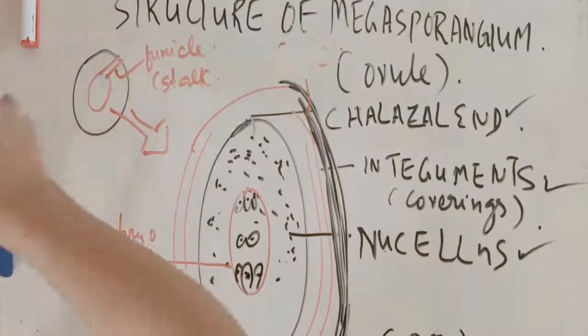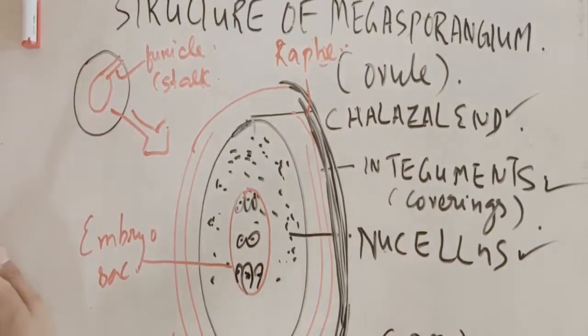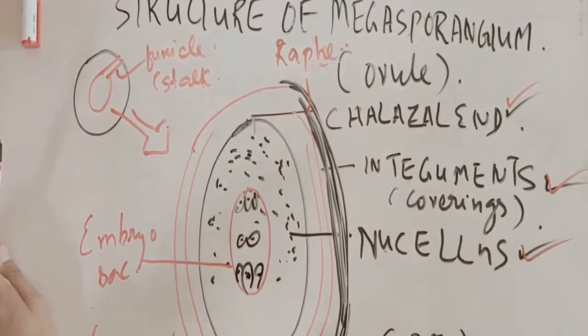Raphe, R-A-P-H-E. The diagram is in the textbook. So what is the structure of the ovule? Explain it: the ovule is attached to the ovary by the funicle, the micropylar end is the opposite of the chalazal end, the covering is the integuments, and inside is the nucellus. The raphe is the extension of the funicle, the body attached to the integuments, where it is attached to the body.